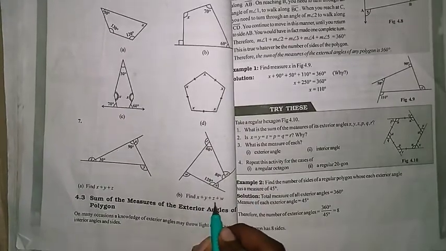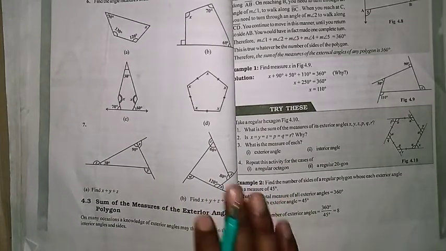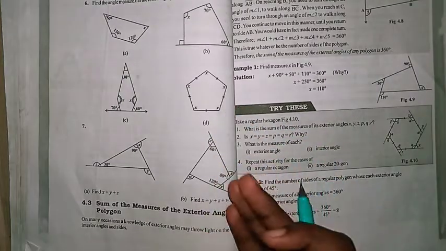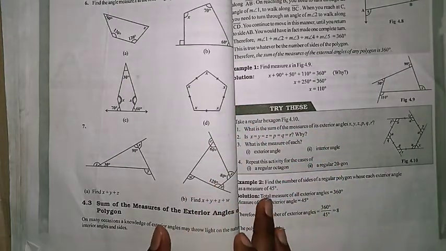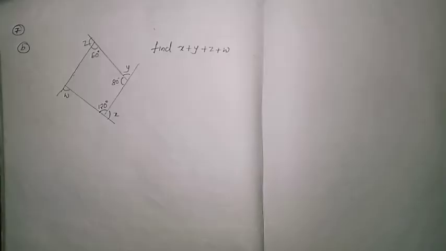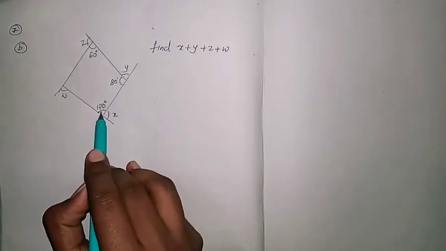So just observe the problem. You have to find x plus y plus z plus w. So you have to find the exterior angles, whatever they have given. For that, first observe the diagram and whatever angles they have given. From that, is it possible to find any other angles? Then whatever they have given, we have to sum and find the overall angle. Okay, now you can observe they have given the interior angles 60 degree, here 80 degree, 120 degree.